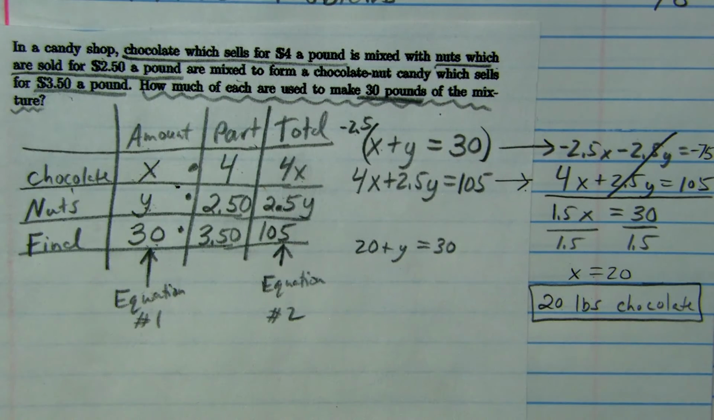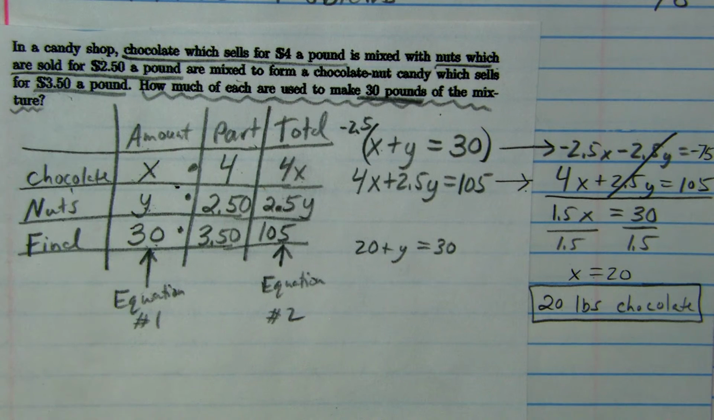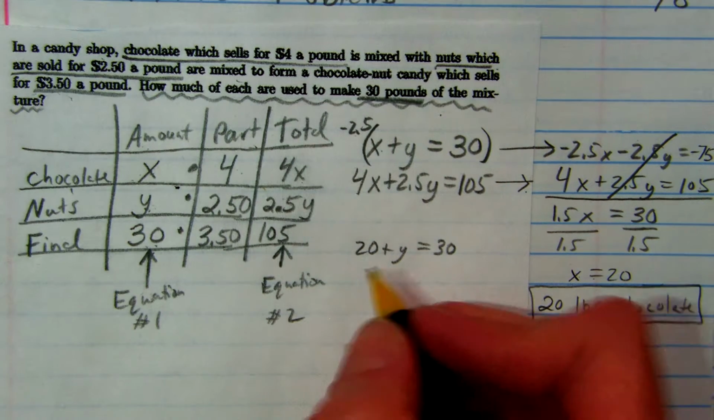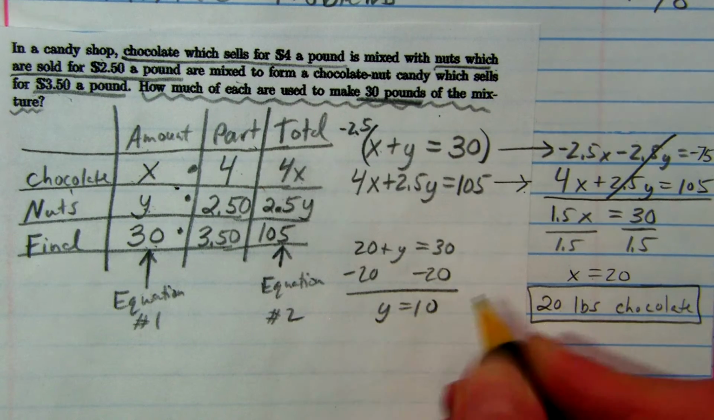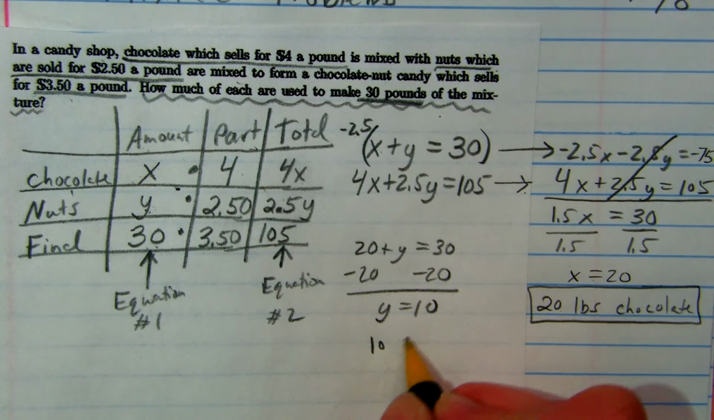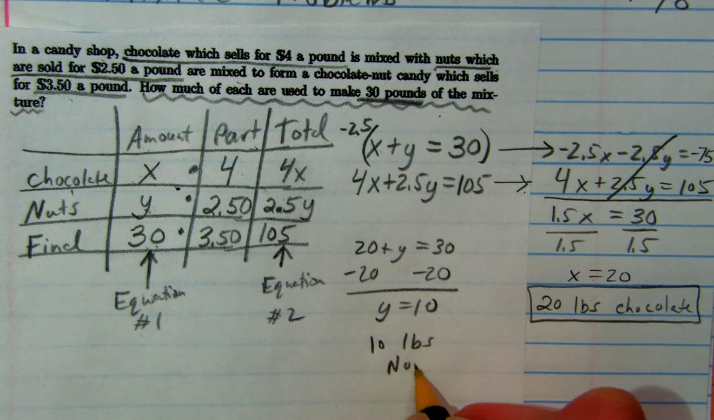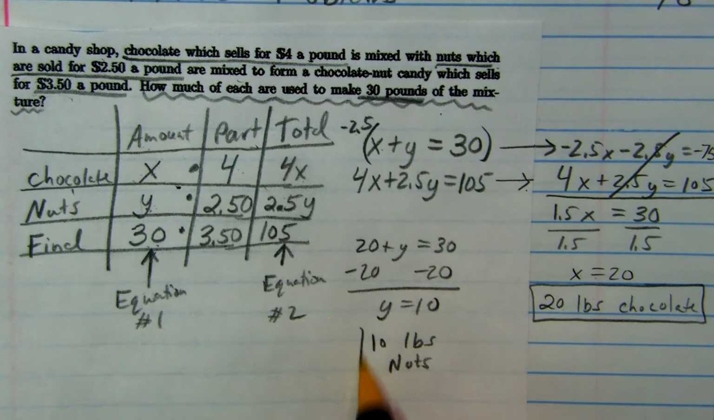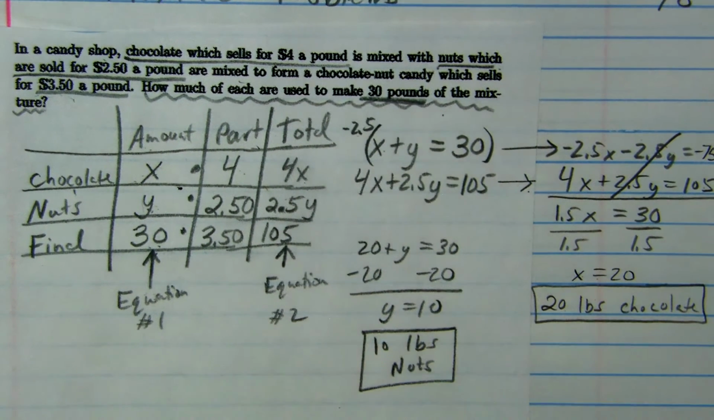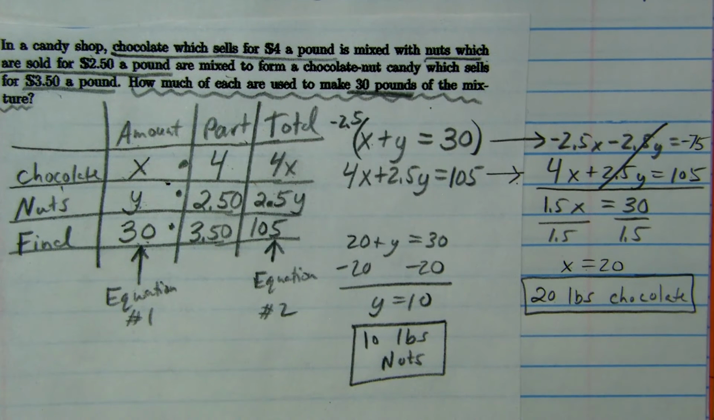Or you can use a little bit of common sense: I'm going to make 30, and if 20 pounds of it is chocolate, then what plus 20 makes 30? 10. You could figure that out pretty quickly. I'll show the work just for the sake of argument, but we end up with 10, and that would be the 10 pounds of nuts because y was the amount of nuts. And so we're going to label those answers just so that we know what each piece is.